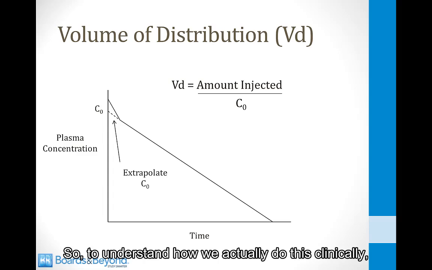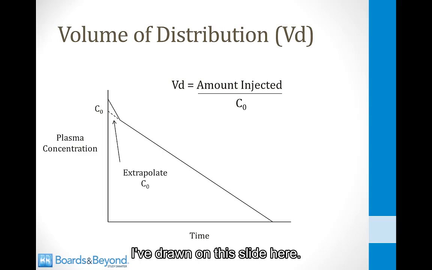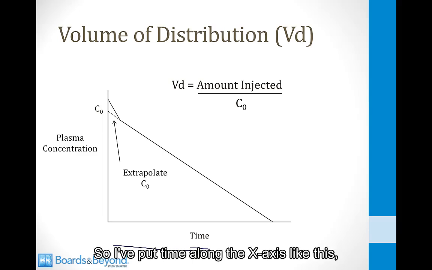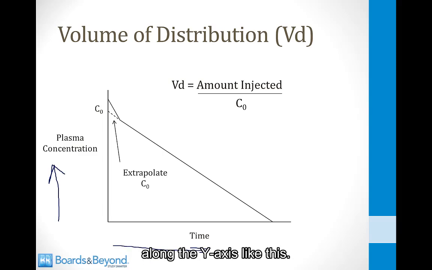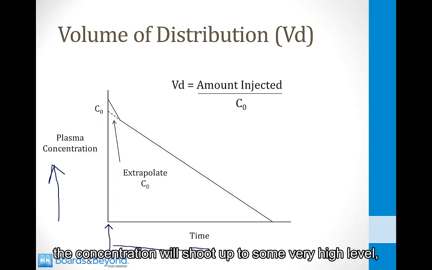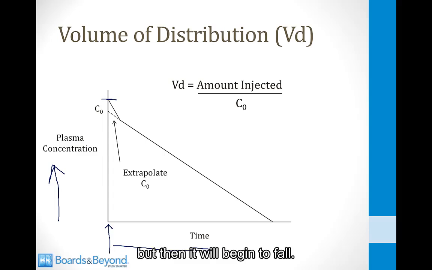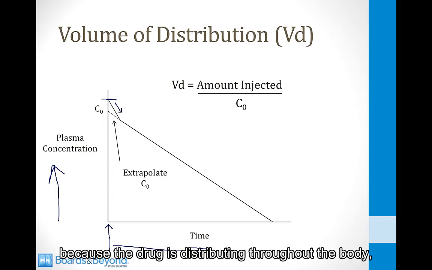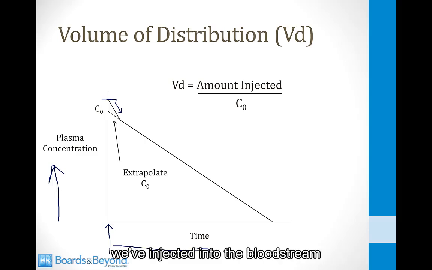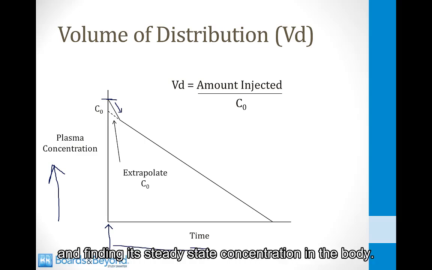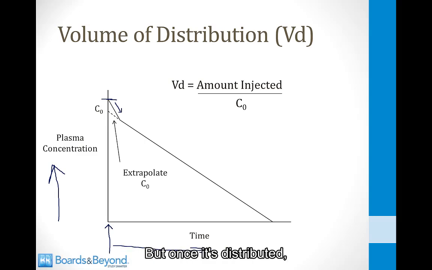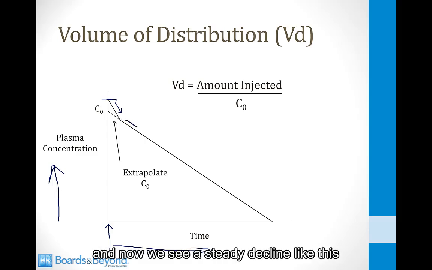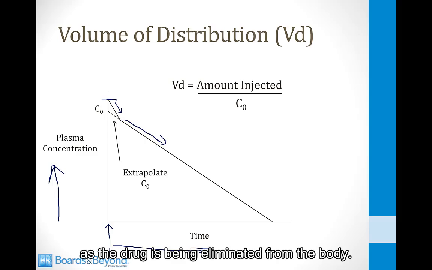So to understand how we actually do this clinically, let's take a look at the chart I've drawn on this slide here. So I've put time along the x-axis like this, and the plasma concentration of the drug along the y-axis like this. And what I want you to imagine is that we inject a known quantity of drug right here at time 0. Well, what will happen is that the concentration will shoot up to some very high level, but then it will begin to fall. Now, initially, it falls at a relatively steep slope, and the reason this occurs is because the drug is distributing throughout the body. We've injected into the bloodstream, but it's moving in and out of tissues and finding its steady state concentration in the body. But once it's distributed, the slope of the decrease starts to shift, and now we see a steady decline like this as the drug is being eliminated from the body.